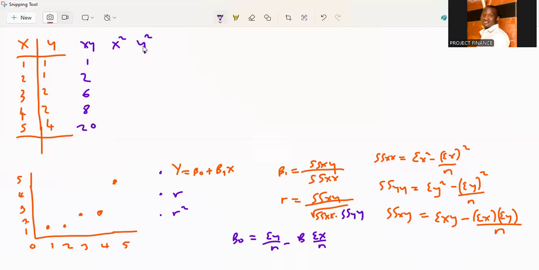Then we're squaring x alone. What is 1 squared? It's 1. 2 squared? 4. 3 squared? 9. 4 squared? 16. And 5 squared is 25.